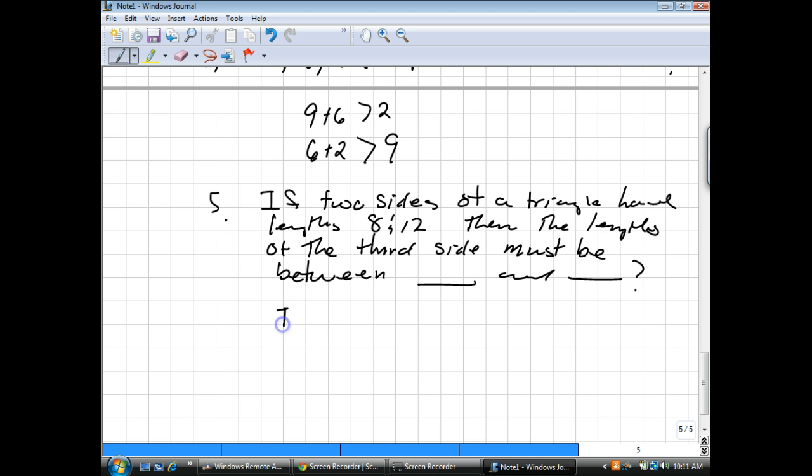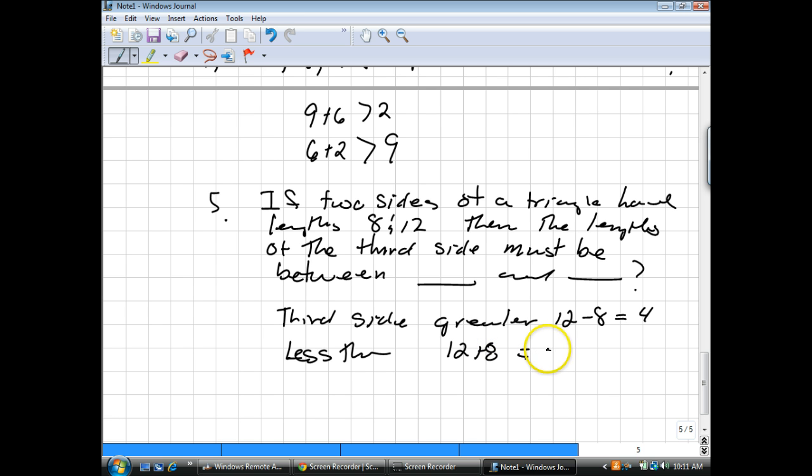Well, the third side has to be greater than 12 minus 8, or 4. But it has to be less than 12 plus 8, or 20. So the third side must be between 4 and 20, because that would give you a value where the sum of any two sides would be greater than the third side.